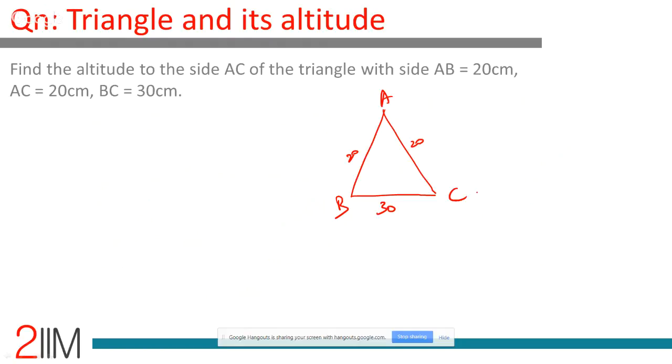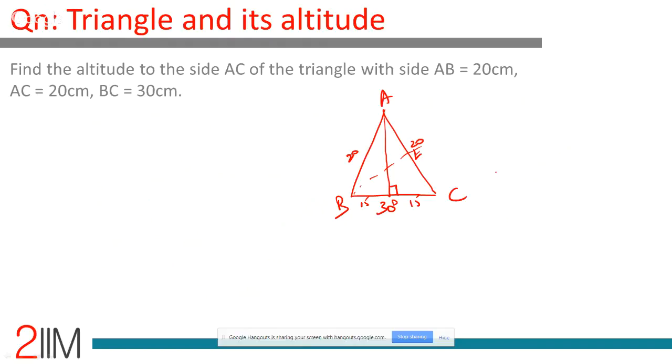We'll live with that. An isosceles triangle carves itself into two right angle triangles. Important point, simple point, crucial point. That means this will be 15, this will be 15. These two are congruent. You should know that straight away. And so find the altitude to side AC of the triangle. We need to find this altitude. We might know this altitude AD easily, but we want to find BE. And that's a tougher part, right?